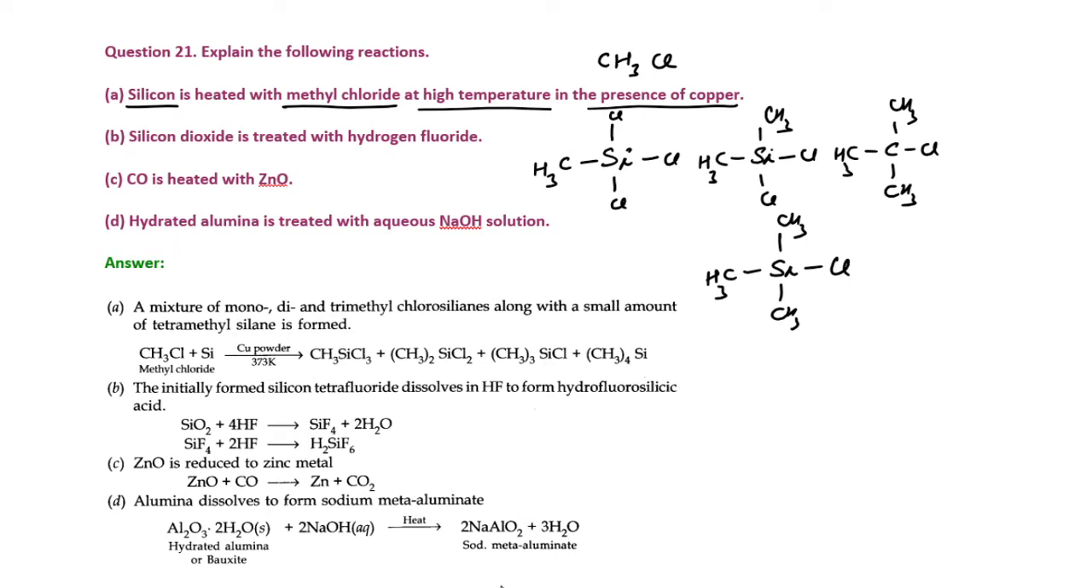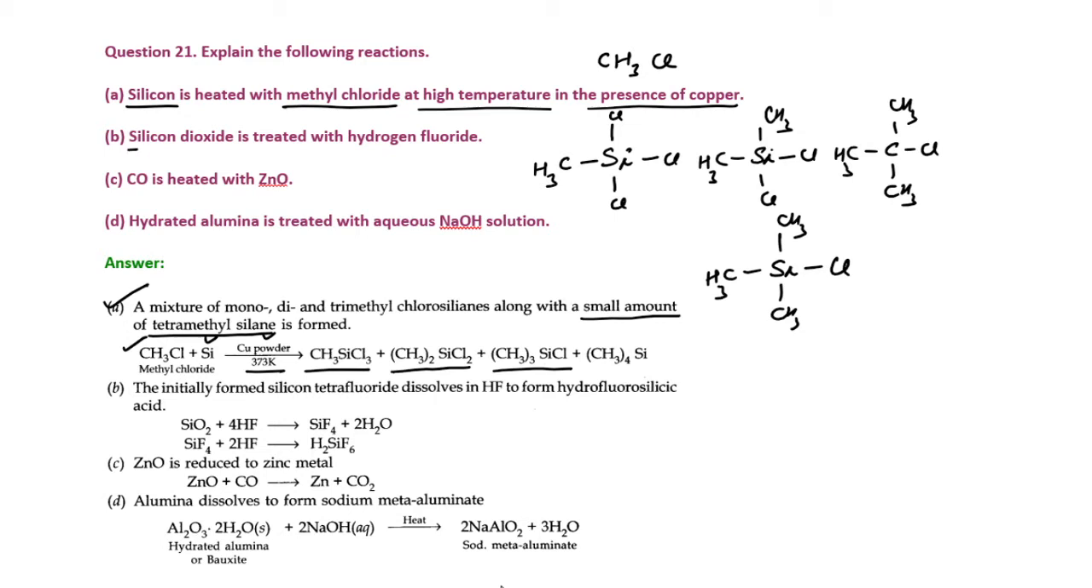See, when methyl chloride is heated with silicon in the presence of copper at 373 Kelvin, that means at high temperature, then we get monomethyl chlorosilane, dimethyl chlorosilane, trimethyl chlorosilane, and a small amount of tetramethylsilane. Okay, so this is the A part of question number 21.